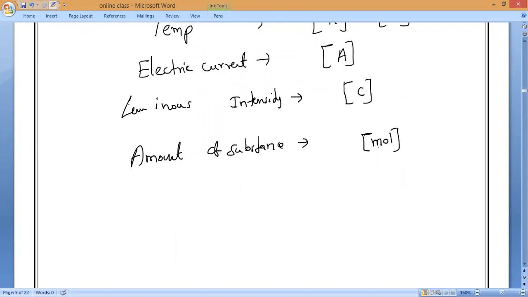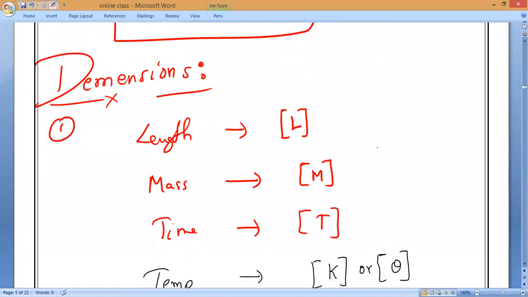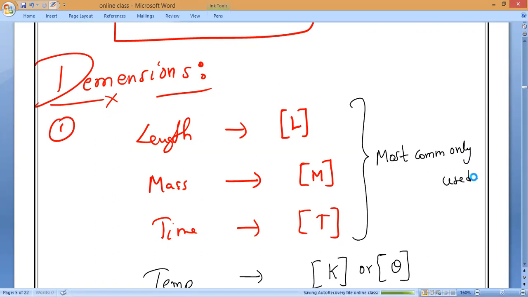Clear, everybody? And in this, remember, the most important dimensions are the first three. That's why I wrote them with red pen. Most commonly used dimensions. We will solve now, you will understand. Now I will teach around 10 and I will stop. Anyone having any doubt, you have to ask me. From there only we will continue further. Is it okay, everybody?